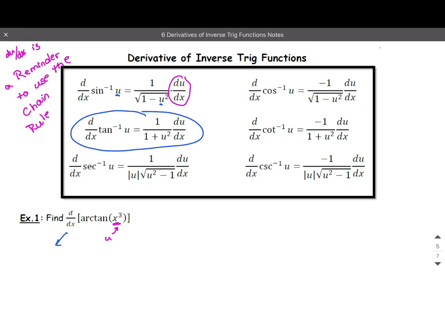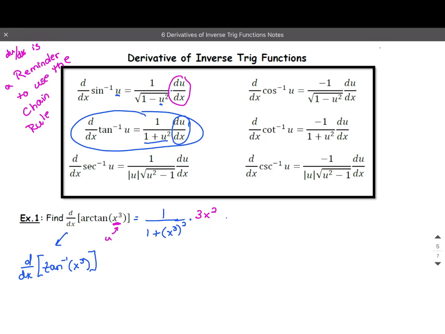Now remember, arctangent is the same as tan inverse of x cubed. They're the same, okay? So now we're going to do 1 over 1 plus the angle, which was x cubed, squared, just following this rule, times the derivative, we're using the chain rule now, the derivative with respect to x of the angle. Well, the derivative of the angle is 3x squared.